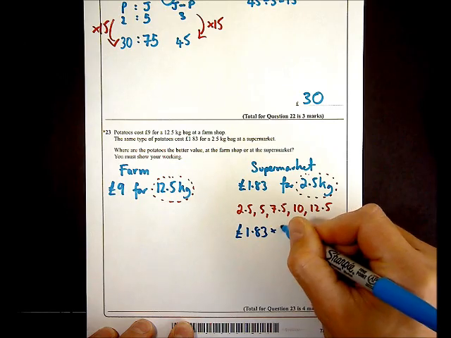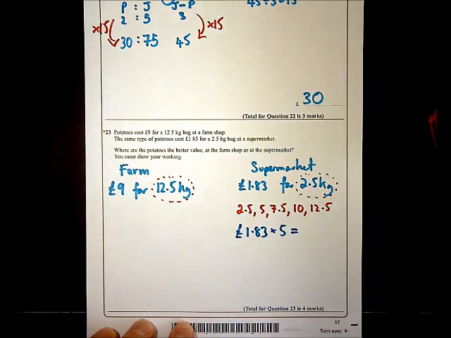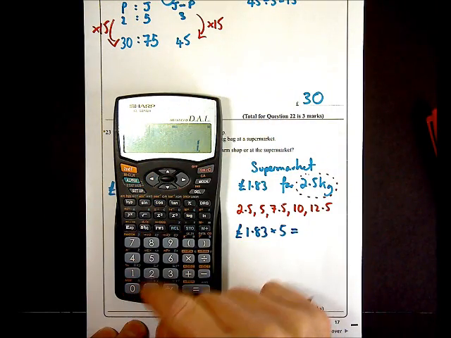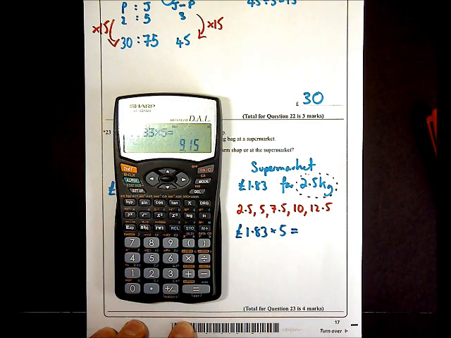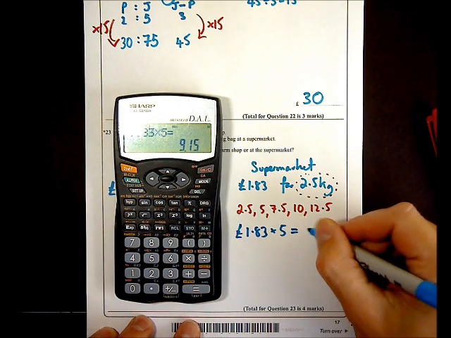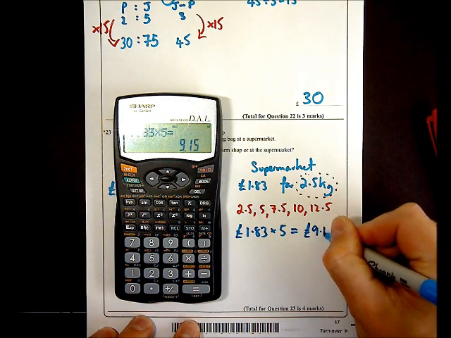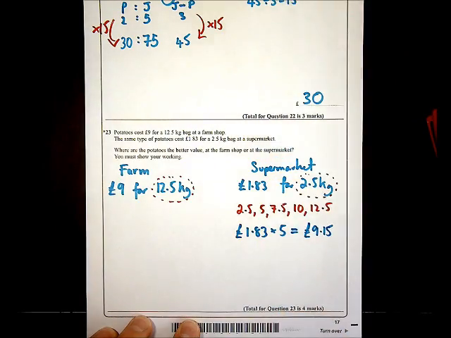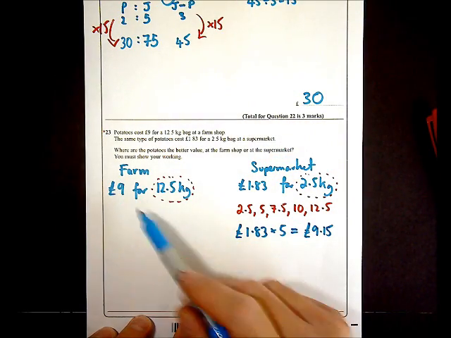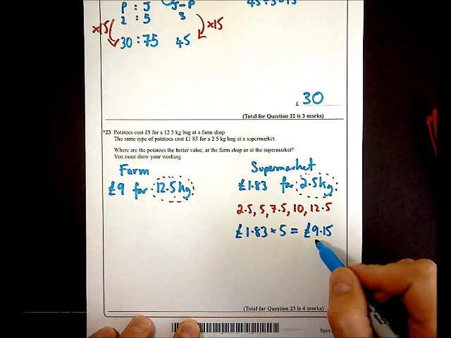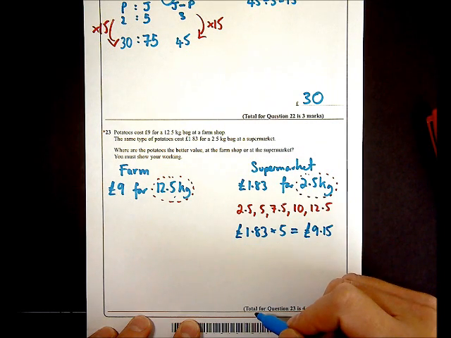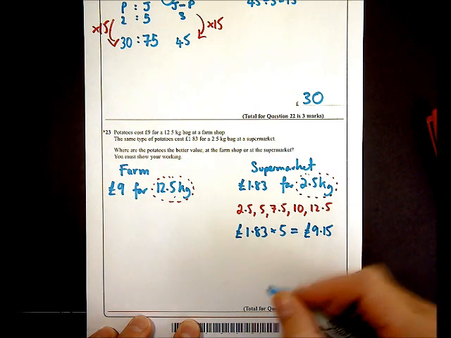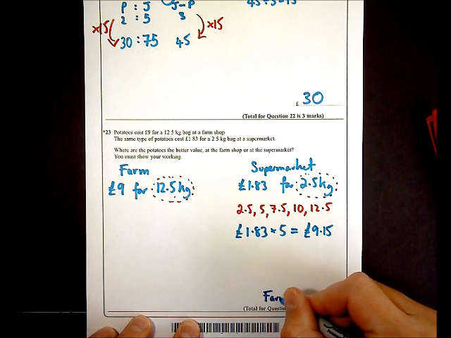times by 5, and I can work that out on my calculator. So 1.83 times by 5 is equal to 9.15. So that is £9.15. So £9 at the farm shop for 12.5 kilograms, or £9.15 at the supermarket for 12.5 kilograms. So the better value would be the farm shop.